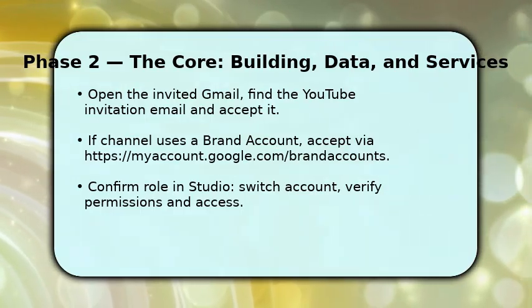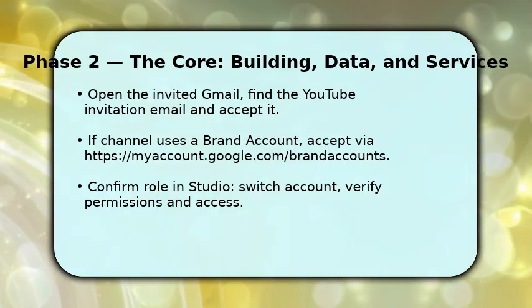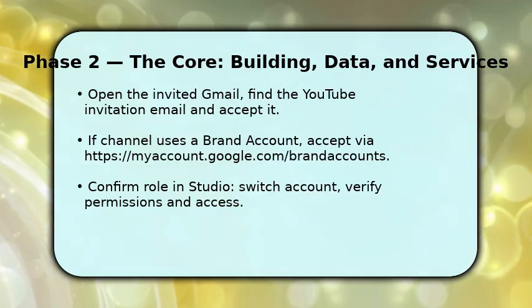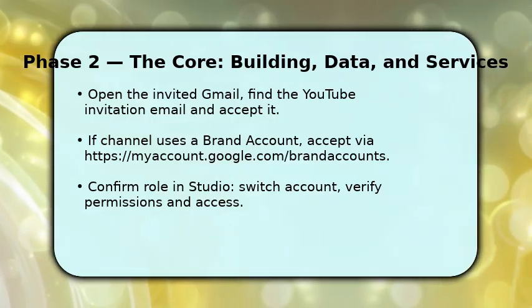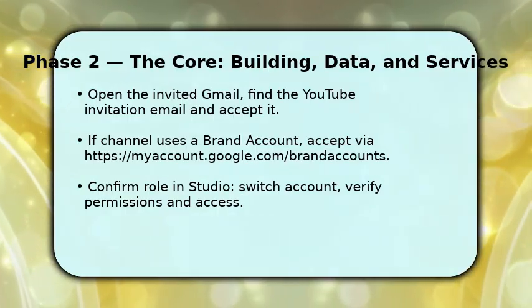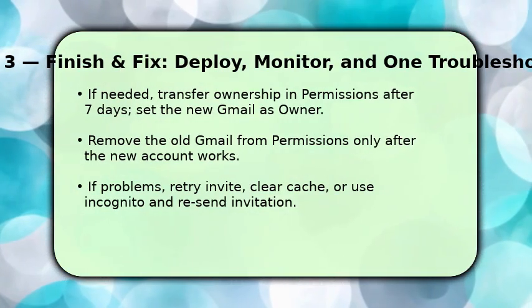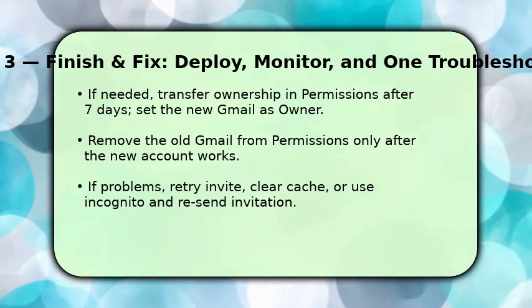Once accepted, go back to YouTube Studio, use the account switcher at the top right to open the channel, and verify that Permissions shows the correct role. Make sure you can access Video Manager and Analytics. To finish, if you want full control, transfer ownership to the new Gmail after any required waiting period, then remove the old account from Permissions.